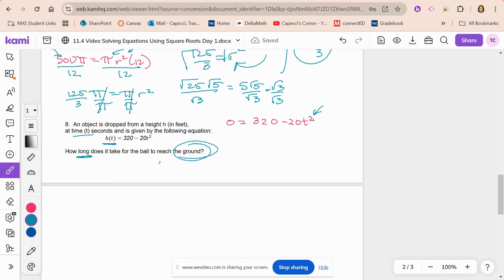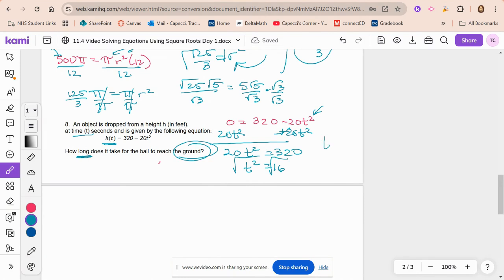So the first thing I'm going to do is add 20t squared to both sides. Basically, just bring that to the left. So I have 20t squared is equal to 320. Divide both sides by 20, and t squared is equal to 16. And take the square root of both sides.